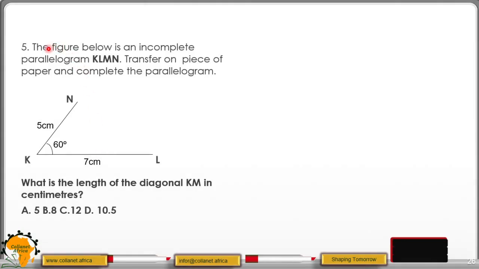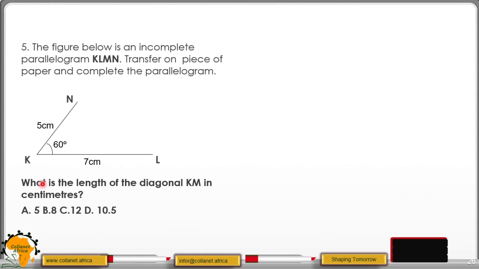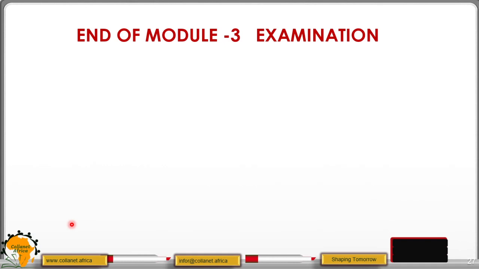In addition, there will be another question. Below is an incomplete parallelogram KLMN. Transfer it onto a piece of paper and complete the parallelogram. So this one you're supposed to transfer this information onto a piece of paper, and then you draw the parallelogram. What is the length of the diagonal KM in centimeters? In this case, after transferring, you do that, and you get the answer. The answers are provided in the notes section.